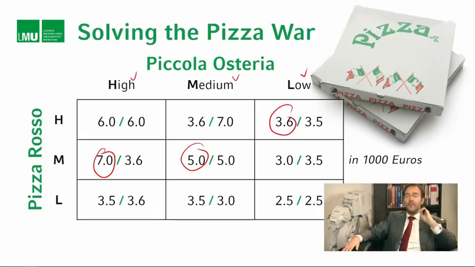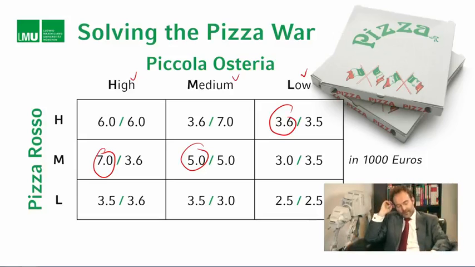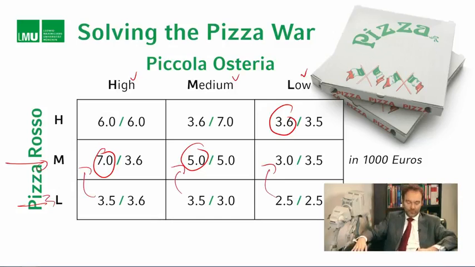Why do they do it? They've basically given up the market for the price-sensitive consumers, and they only sell to their loyal consumers at a high margin. Now, if you look at this, what's interesting is that if you compare the low price and a medium price, it's always better for Pizza Rosso to choose a medium price rather than a low price. And what that means is that there is no circumstance, no strategy by Piccolo Osteria under which Pizza Rosso would want to choose a low price.